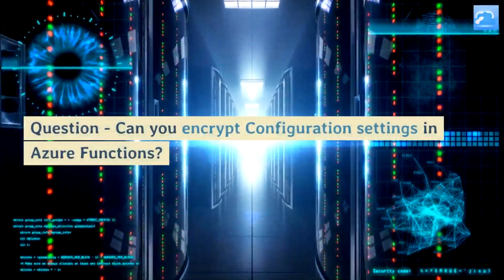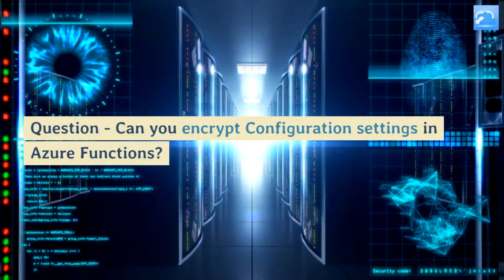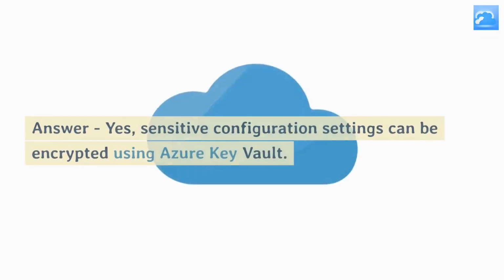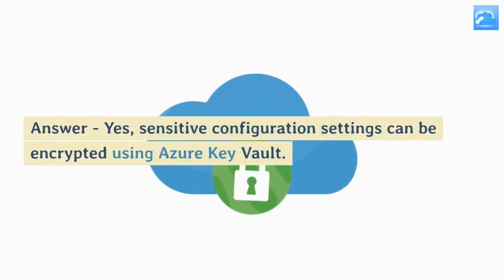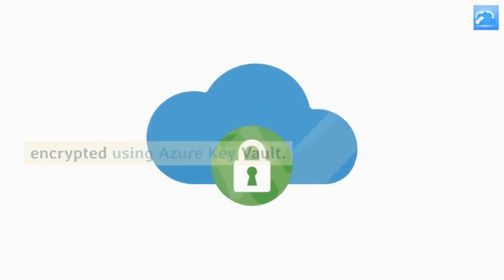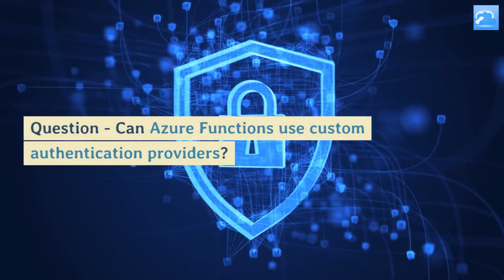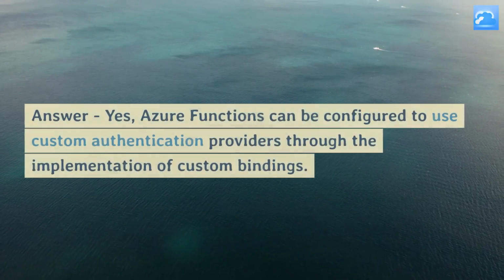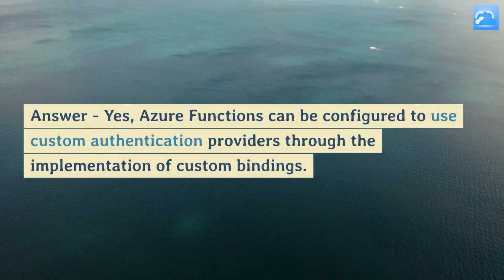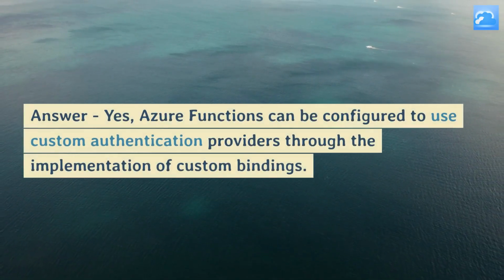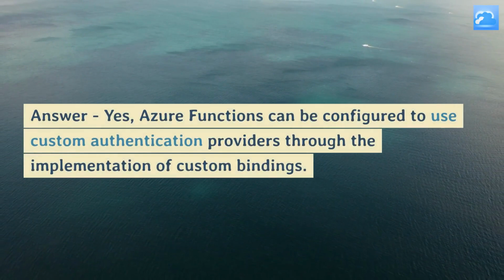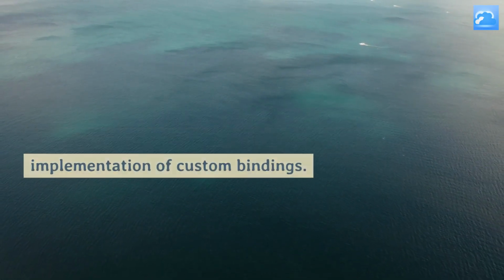Question: can you encrypt configuration settings in Azure Functions? Answer: yes, sensitive configuration settings can be encrypted using Azure Key Vault. Question: can Azure Functions use custom authentication providers? Answer: yes, Azure Functions can be configured to use custom authentication providers through the implementation of custom bindings.